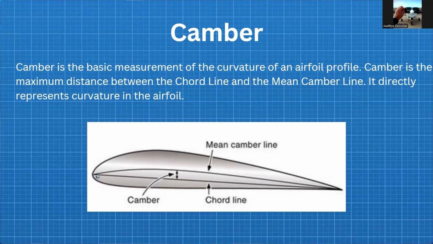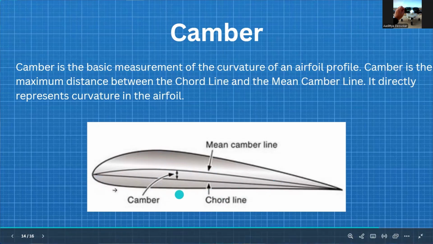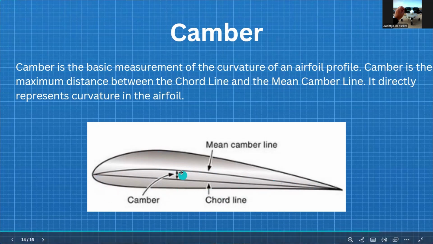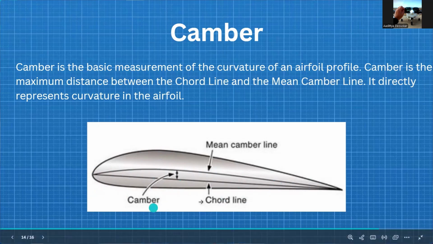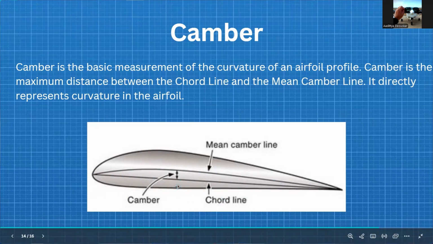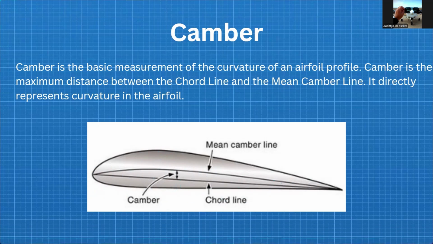The condition for the mean camber line is that it has to be at equal distance from the upper surface and the lower surface. So this is the mean camber line, and this is the chord line. When you plot these two, the maximum distance between these two will be your camber. It directly affects how curved your airfoil is, or what the curvature of the airfoil is.